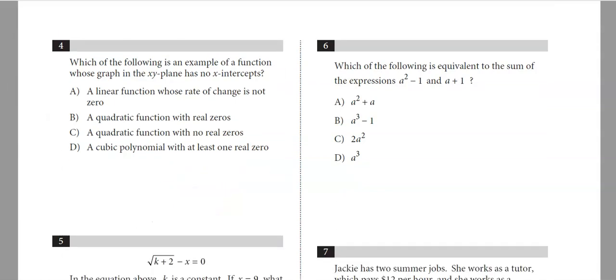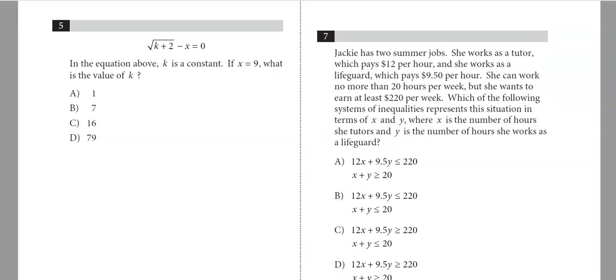Moving right along, let's check out number 5. Looks like we have a square root problem here. So let's see if we can solve this. In the equation above, k is a constant. I get a lot of questions from my students about what a constant is. A constant is just a number. All right, it's no big deal, just some plain old number. Now, if x equals 9, what is the value of k?